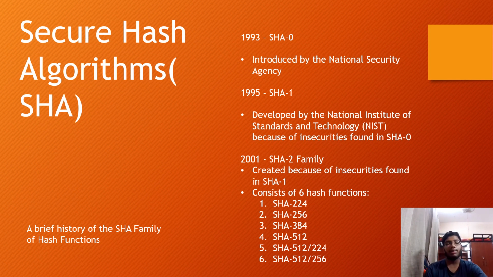It is called a family because it consists of a total of 6 hash functions, each with different sizes of hash values, or in layman's terms, sizes which are indicated in their numbers. So SHA-224 is 224-bit long, SHA-256 is 256-bit long, and so on. SHA-512/224 and SHA-512/256 are just truncated versions of the others.